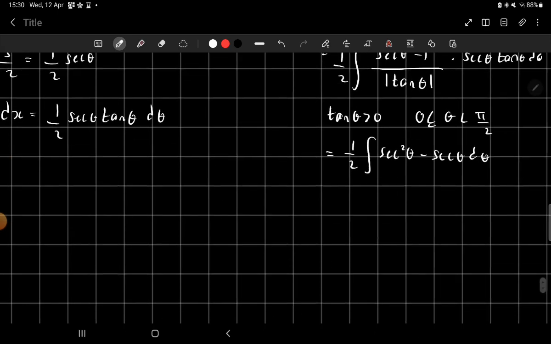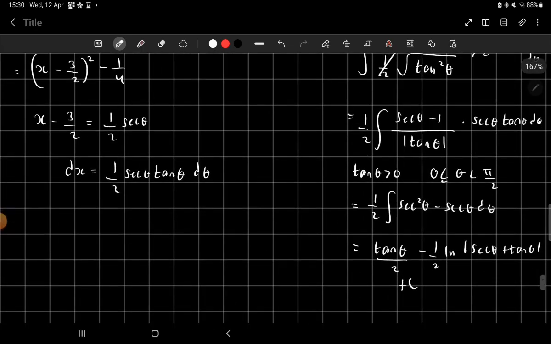So now by getting rid of the absolute value, you are left with secant squared theta minus secant theta d theta. Now from here, we know that the integral of secant squared theta is tangent theta. So you will have tangent theta over 2. And for secant theta, it will be ln the absolute value of secant theta plus tangent theta. So like this. And don't forget your constant c.